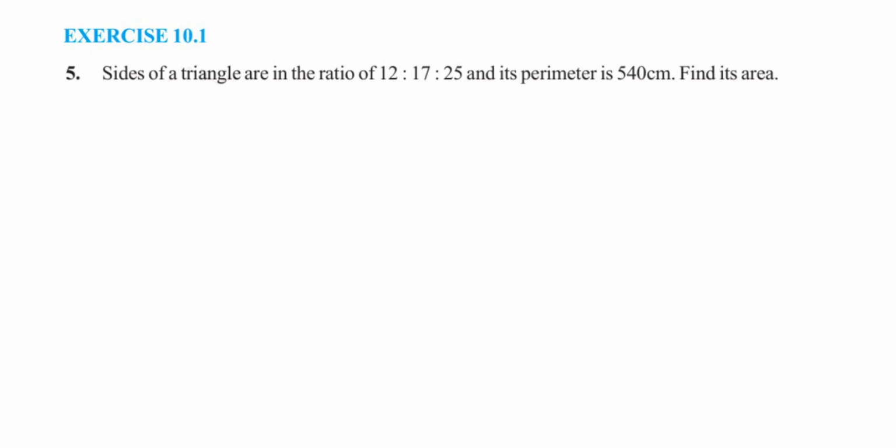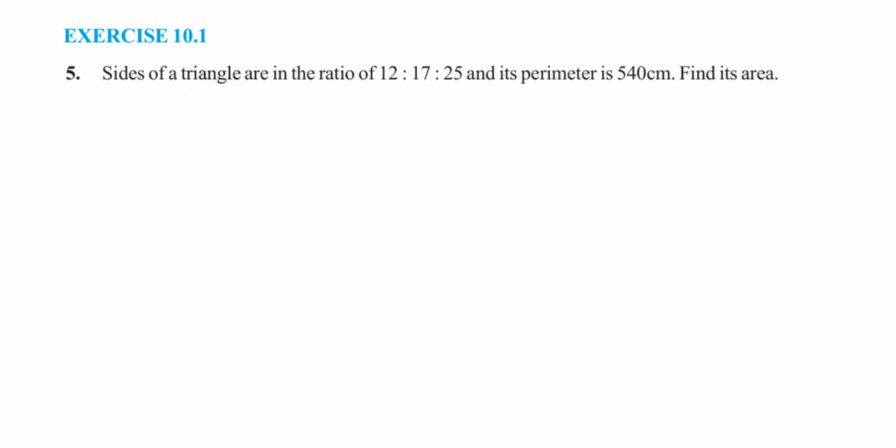Hey everyone, here's a question from exercise 10.1, fifth question. The chapter is Heron's formula of class 9th, and this is a very important question. The question is: sides of a triangle are in the ratio of 12 is to 17 is to 25 and its perimeter is 540 centimeters. Find its area.